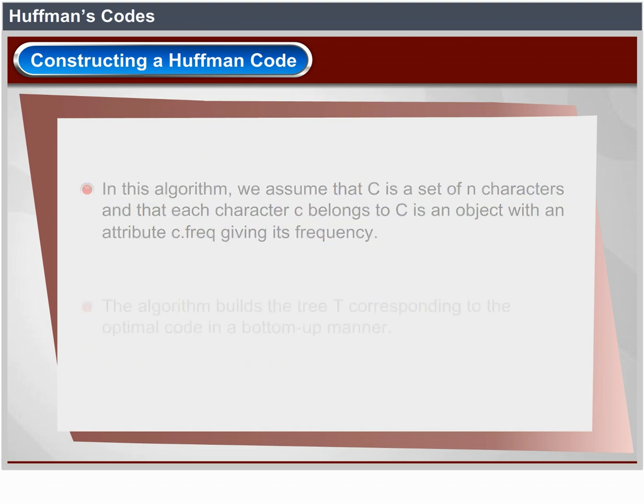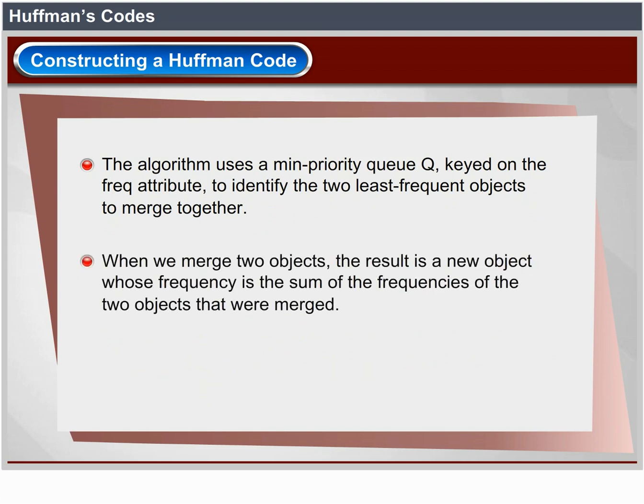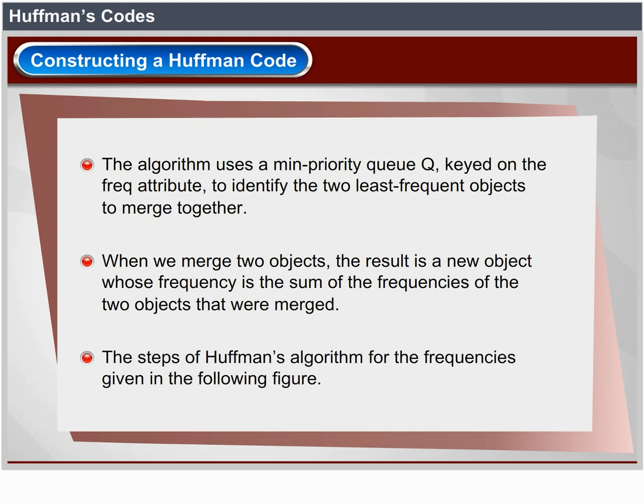The algorithm uses a min priority queue keyed on the frequency attribute to identify the two least frequent objects to merge together. When we merge two objects, the result is a new object whose frequency is the sum of the frequencies of the two objects that were merged. The steps of Huffman's algorithm for the frequencies given in this figure.